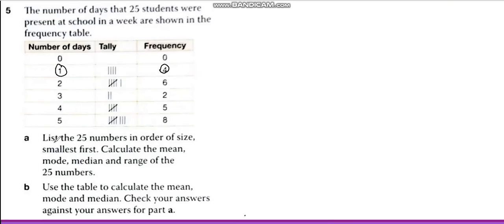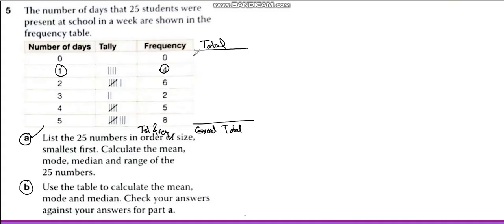In A part, they want us to list all the numbers in order, and we need to calculate the mean, mode, and median, and range. As we have done a similar part in question number 4, I'm leaving this A part for you, but I will do the B part here. So we will use the table. We need to find the total over there, and also we will find the total of frequency, and we will also do the grand total over there.